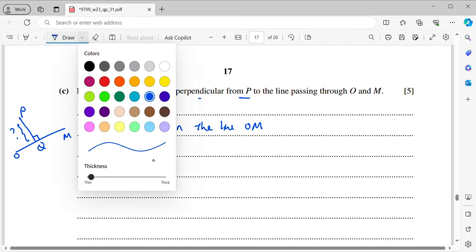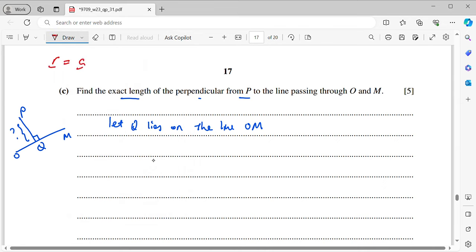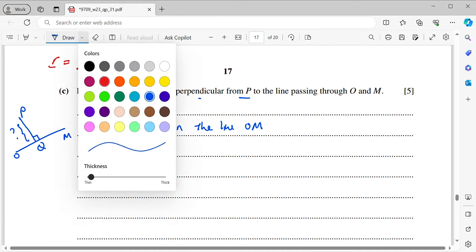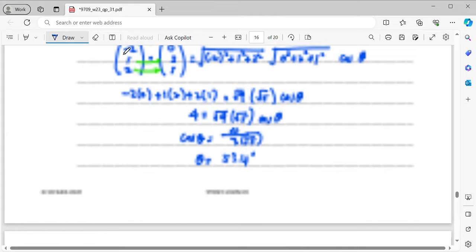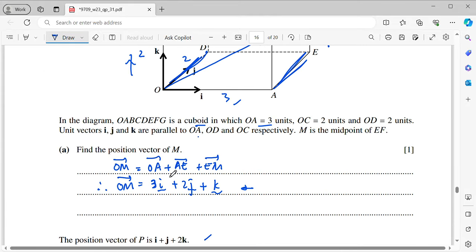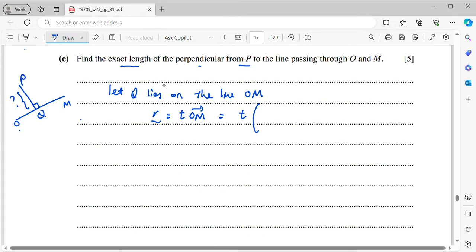Okay, so the line equation is basically r equals a plus tb. This a is the position vector of a fixed point. This b is the direction vector. So now since OM is passing through O and M, I will just write my r is t OM, because I'm referring to O as my fixed point. My OM is 3i, 2j, 1k, so 3, 2, 1. Hence, this is 3t, 2t, and 1t. So that means my OQ will be this vector as well, 3t, 2t, and 1t.